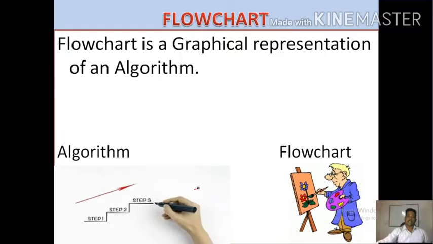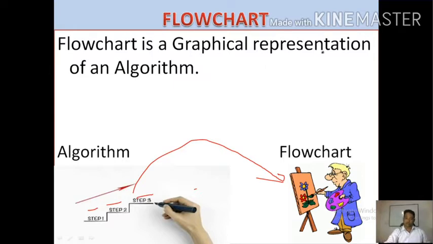So look at that algorithm. We have discussed it already. An algorithm means sequential steps, and a flowchart means a graphical representation. Any problem you want to solve, first you give step 1, step 2 and step 3, and when the same thing is formed in a pictorial or graphical way, that is called a flowchart. So the flowchart is the graphical representation of an algorithm.